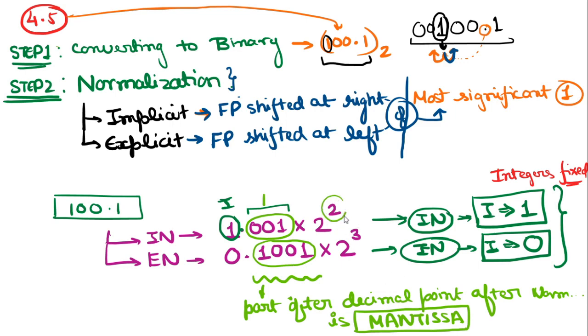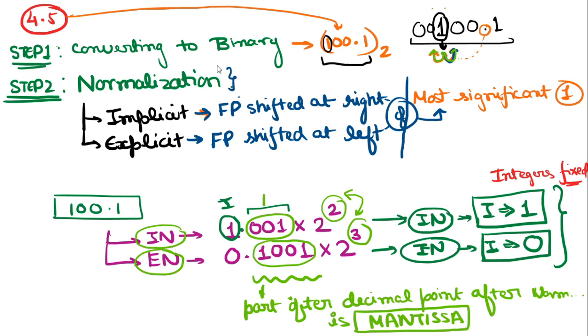And we already know this part is exponent, right? In both the normalizations, implicit normalization and explicit normalization, the exponent will be different, and the difference between these two exponents will always be 1. Because we are just going towards the most significant bit, either towards left or towards right, and since there is just one bit here, the difference will be of one bit. Therefore the difference between these two exponents will be 1.